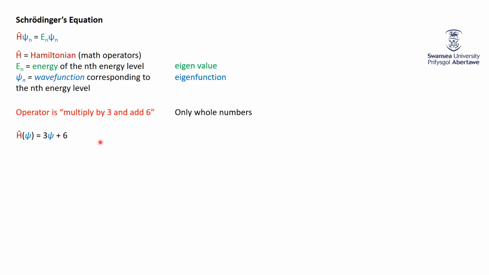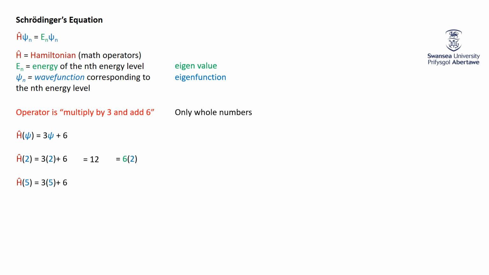Now what if that function was 2? So we'd say 2 multiplied by 3, add 6, and that is 12. So when we have taken this function 2, and we have applied the operator on it, we get 12. Now 12 is of course 6 times the original function 2. So what we'll see in a second is we can say that 2 is an eigenfunction of this operator and its eigenvalue is 6. The way we say that is because we operated on 2, and we got back 2 times a number.